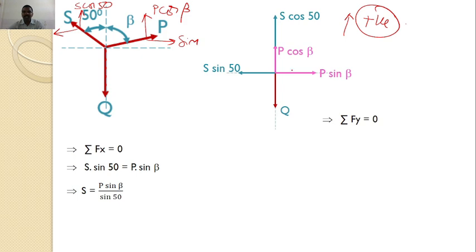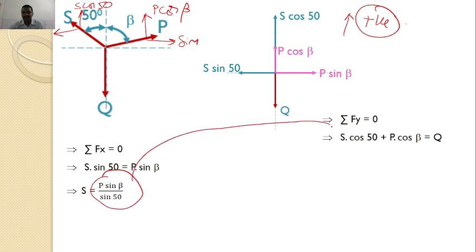Next, let us consider sigma Fy is equal to 0, considering the upward direction as my positive direction. So I can say S cos 50 plus P cos beta is equal to Q. Already we know that S is equal to P sine beta by sine 50. We just substitute here, then I will get P sine beta by sine 50 into cos 50 plus P cos beta is equal to Q.